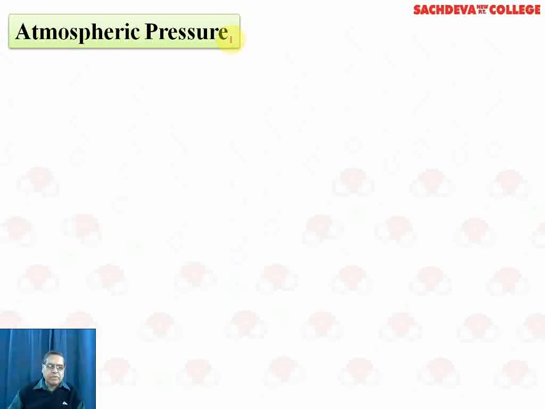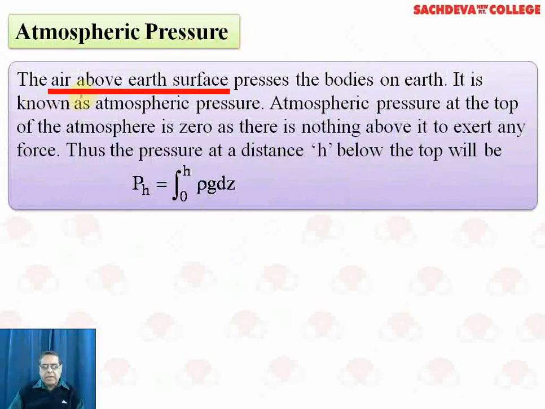So now we will come towards the main concepts of atmospheric pressure. At the higher point the pressure is low, and at the lower points we will find that the pressure of the atmosphere is more. The air above the Earth's surface presses the body on the Earth. It is known as atmospheric pressure. Atmospheric pressure at the top of the atmosphere is zero. It's not exactly zero, but it approaches zero, as there is nothing above it to exert any force.